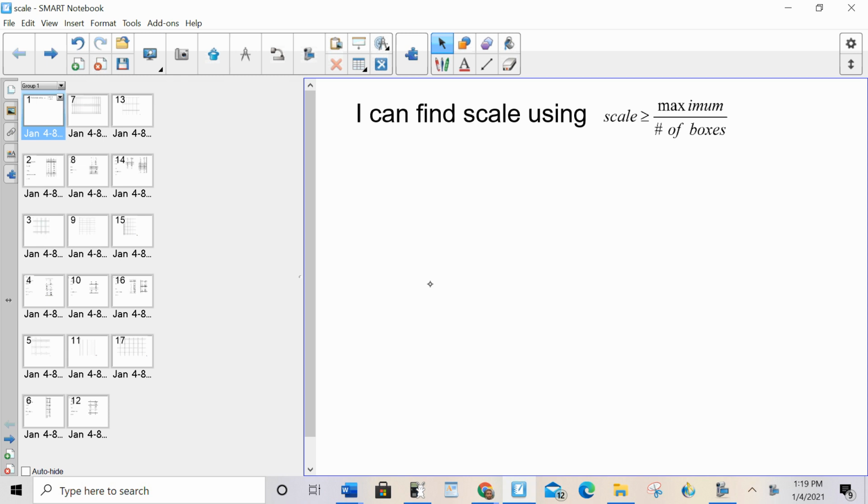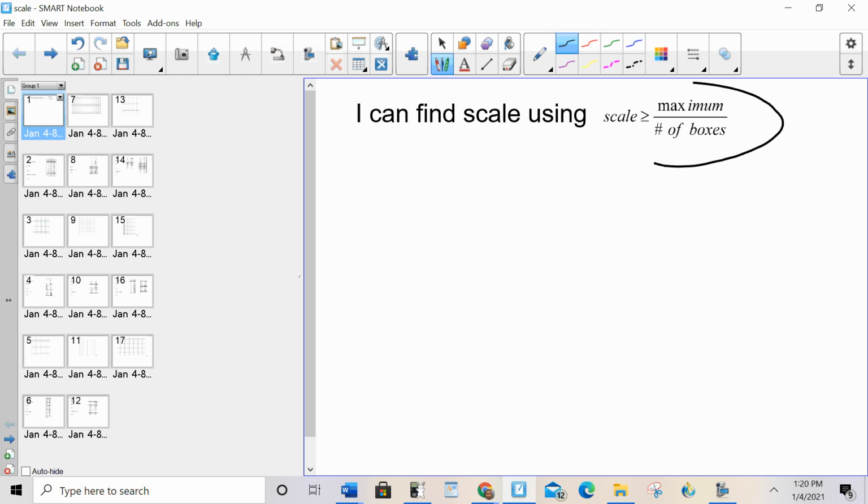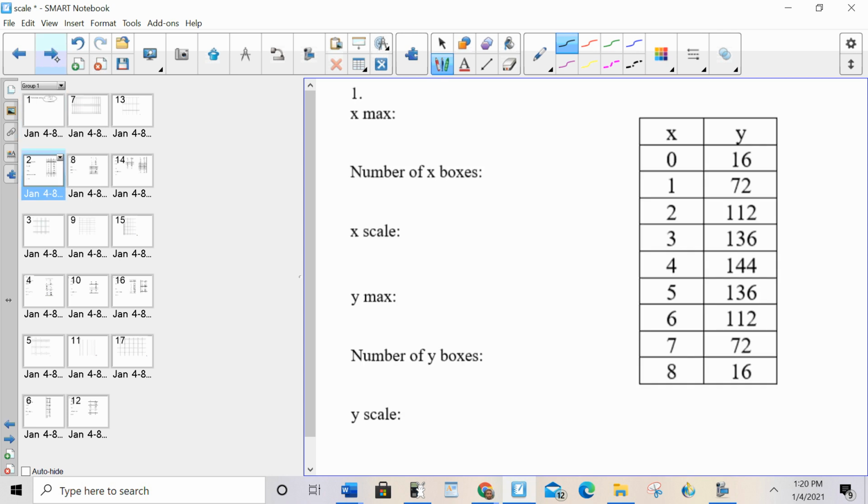You're not going to get a question on the Regents exam that's going to look like these questions, but you're going to be doing this skill within bigger questions, and you'll see that when we get to the following words. So scale is going to be greater than or equal to the maximum value divided by the number of boxes, and we're going to do that separately for the x and for the y. So in this worksheet, I'm going to give you the tables, and then in the following sheet, I'm not going to give you the tables. You're going to have to come up with them yourself using the calculator. So I'm kind of leading you exactly what to do here.